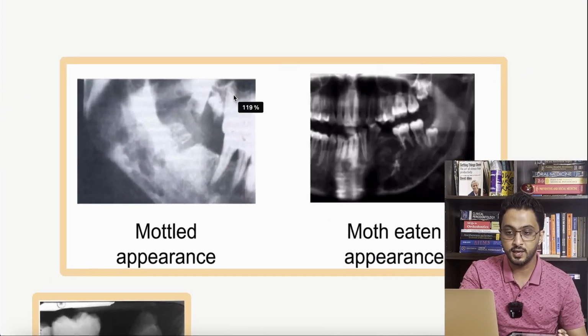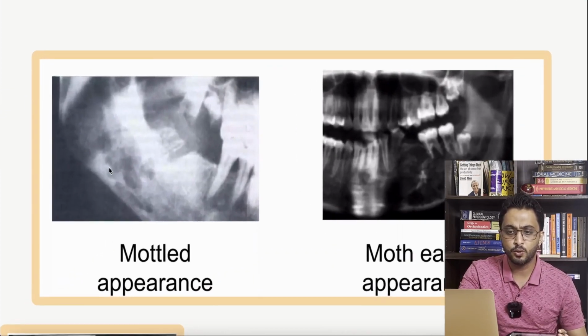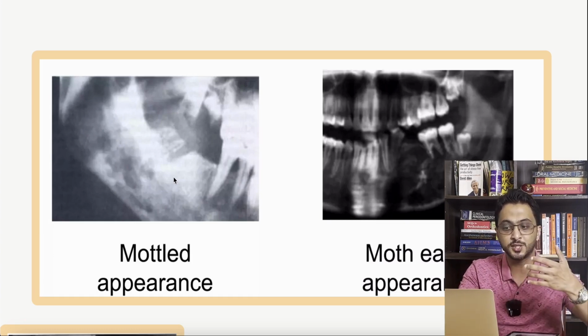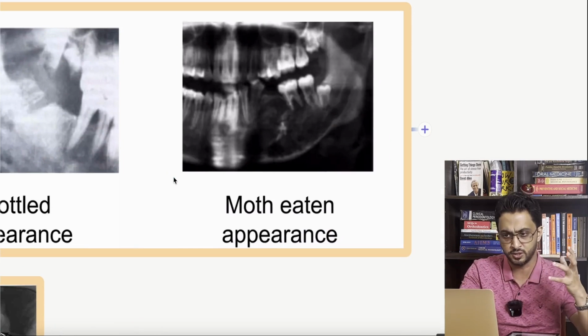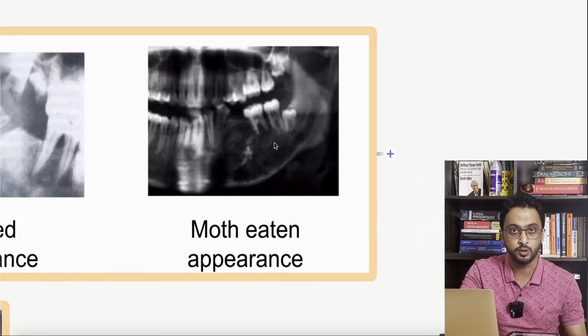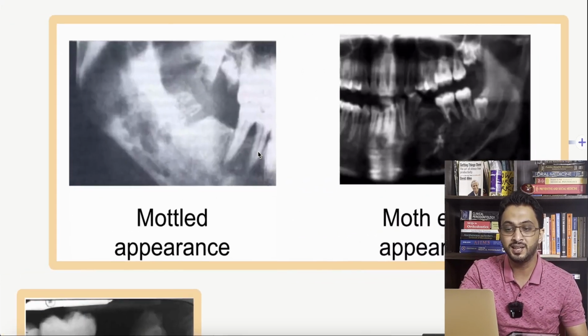Okay, now if you see here, this bone destruction is there. In this particular area there is bone destruction, but bone repair is also taking place. So that's not the complete moth-eaten appearance. There's no complete destruction. The moment it becomes complete destruction, it's a kind of moth-eaten bone. But here there is bone repair also, so there is a mottled appearance.